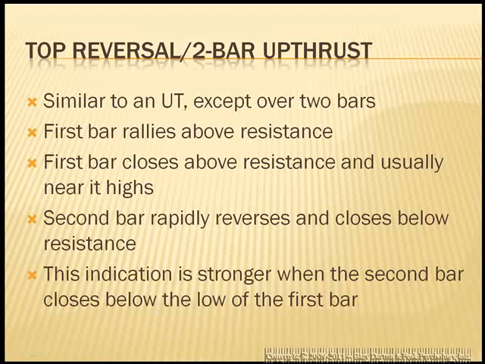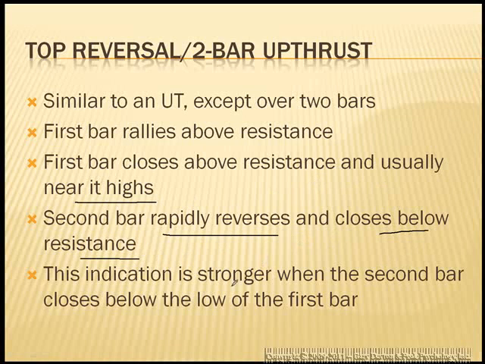All right, let's talk about the top reversal here. It's very similar to an upthrust, except it happens over 2 bars. The first bar rallies up above resistance and closes up there. So it looks like it's going to be a breakout, and it traps people. This is a big bull trap. It traps everybody going long. Oftentimes it's on its highs, and so it looks really seductive. And a lot of people buy on this. But then the second bar rapidly reverses. I love this setup. And then it closes below the resistance.